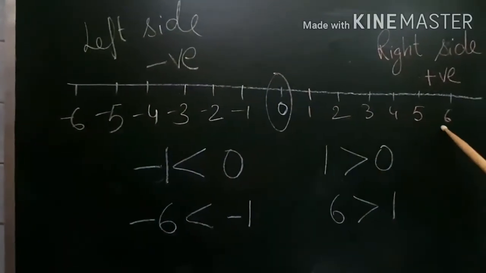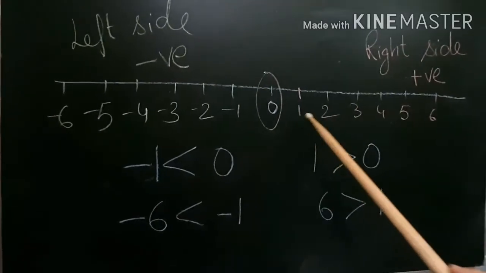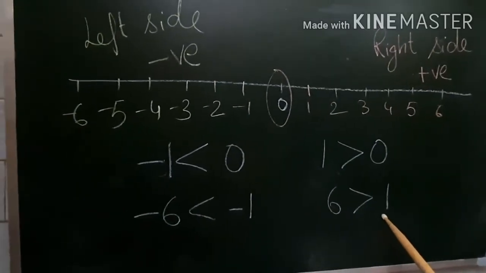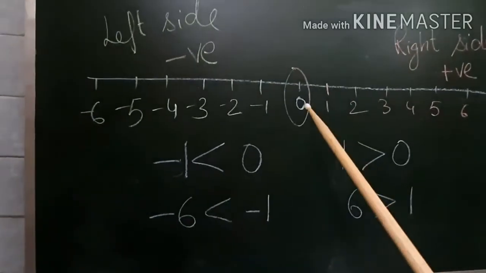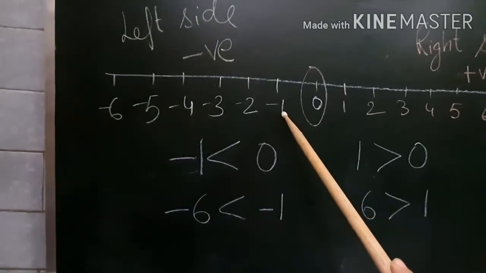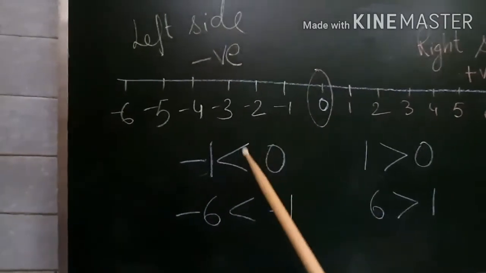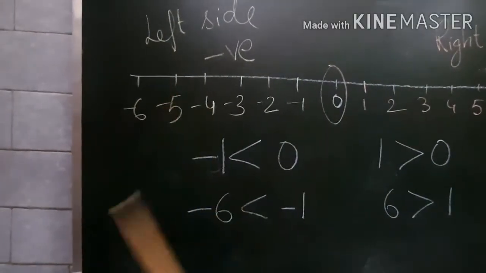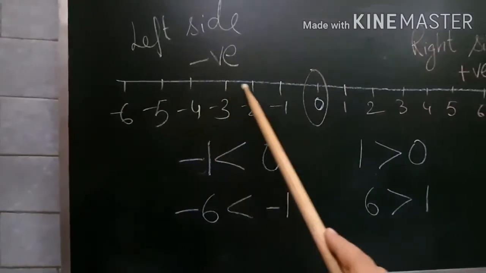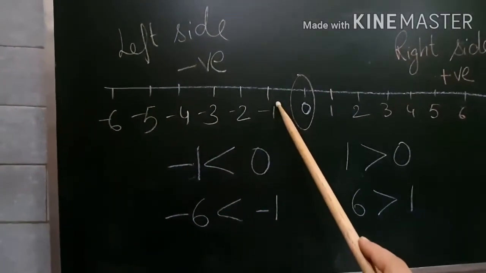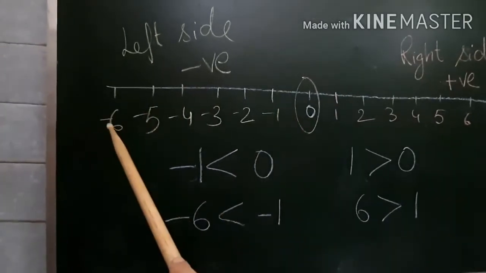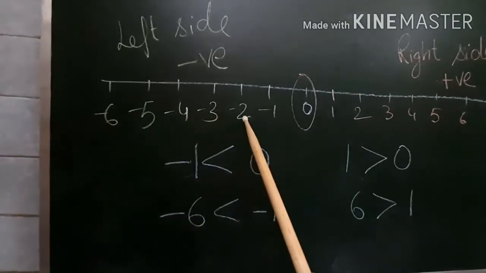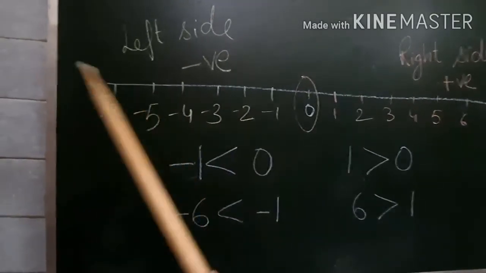In the case of positive integers, as we all know, 1 is greater than 0 and 6 is greater than 1. But in case of negative integers, 0 is greater than -1 and -1 is greater than -6. So what we observe, the number which is on the right hand side, just follow my instruction. -6, right hand side -5. So -5 is greater than -6. Same way, -2 is greater than -5.